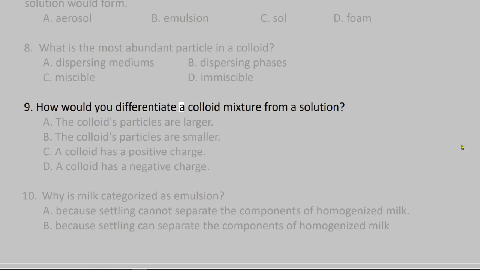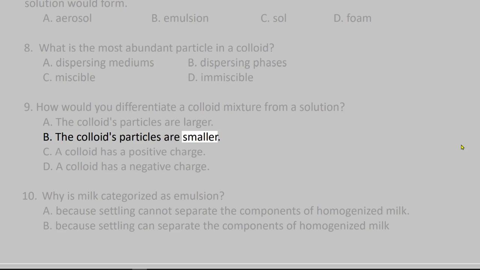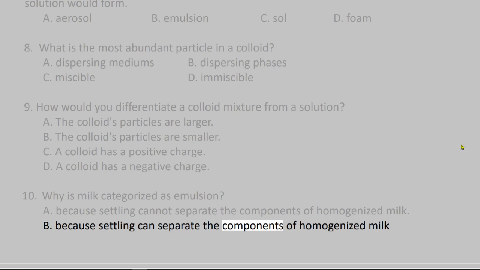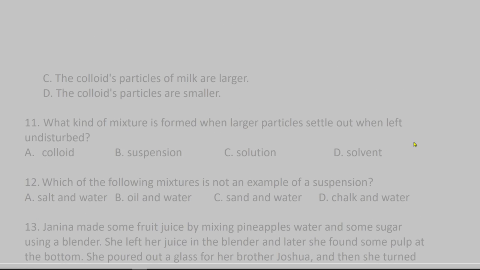9. How would you differentiate a colloid mixture from a solution? A. The colloid's particles are larger. B. The colloid's particles are smaller. C. A colloid has a positive charge. D. A colloid has a negative charge. 10. Why is milk categorized as emulsion? A. Because settling cannot separate the components of homogenized milk. B. Because settling can separate the components of homogenized milk. C. The colloid's particles of milk are larger. D. The colloid's particles are smaller.